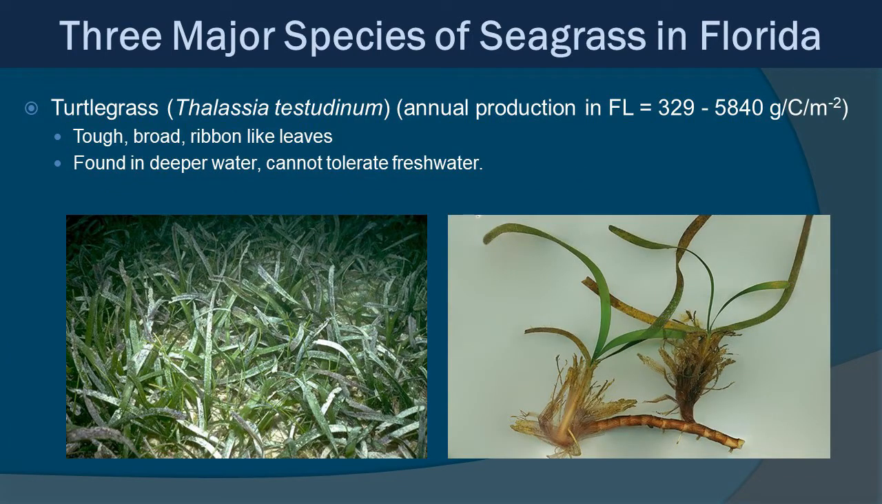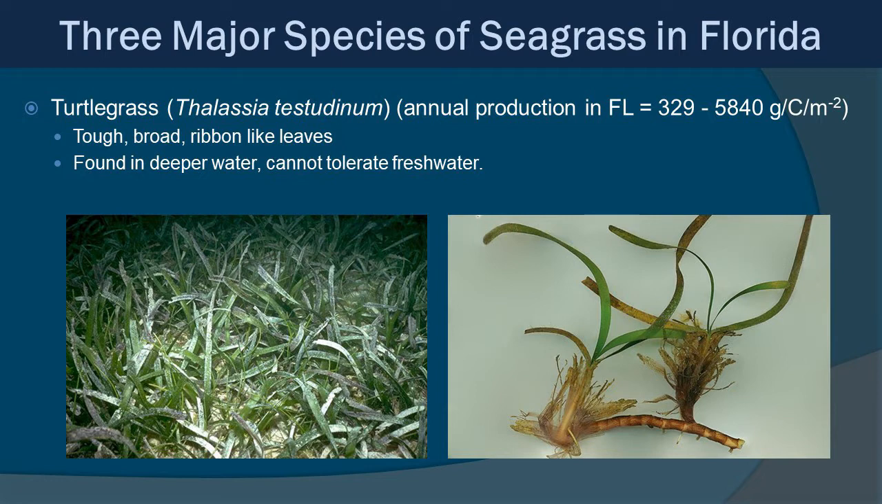When people think about seagrass, it's usually turtle grass, and that's because they have this very classic, very wide blade, and they have these thick meadows. Turtle grass is its common name, Thalassia testudinum, and their annual production in Florida is around 329 to 5,840 grams of carbon per meter squared per year. So this is by far one of the larger producers in terms of seagrass.